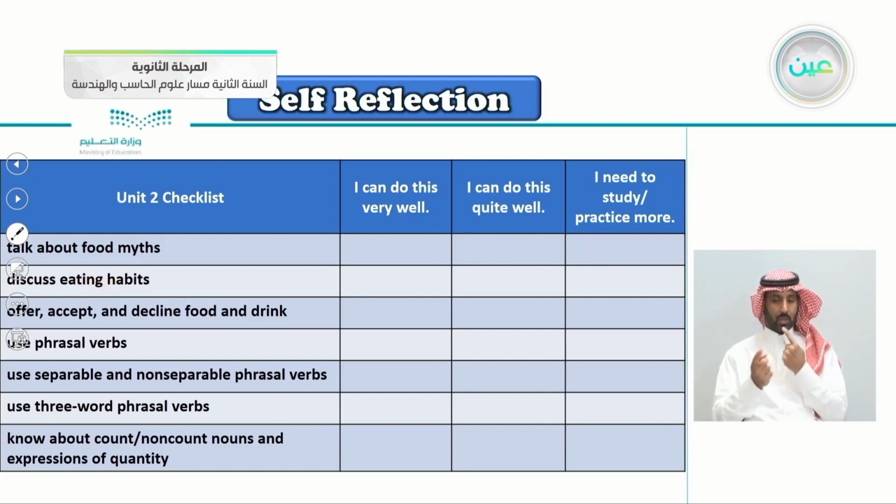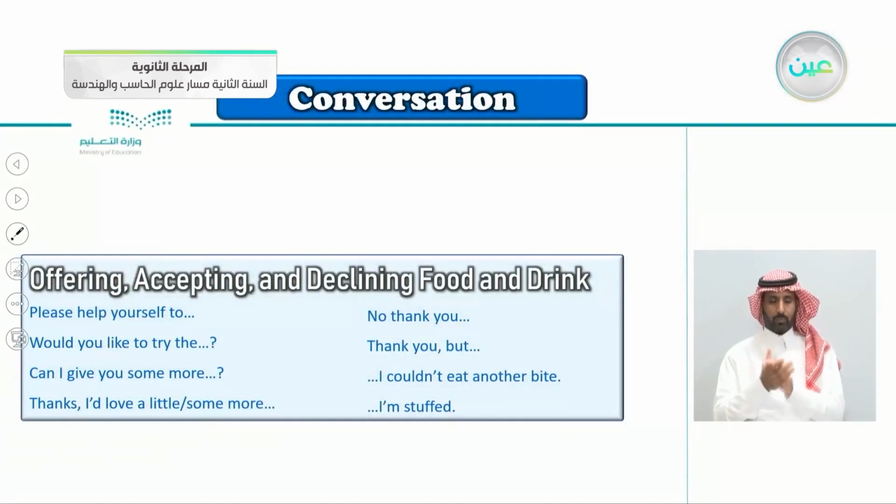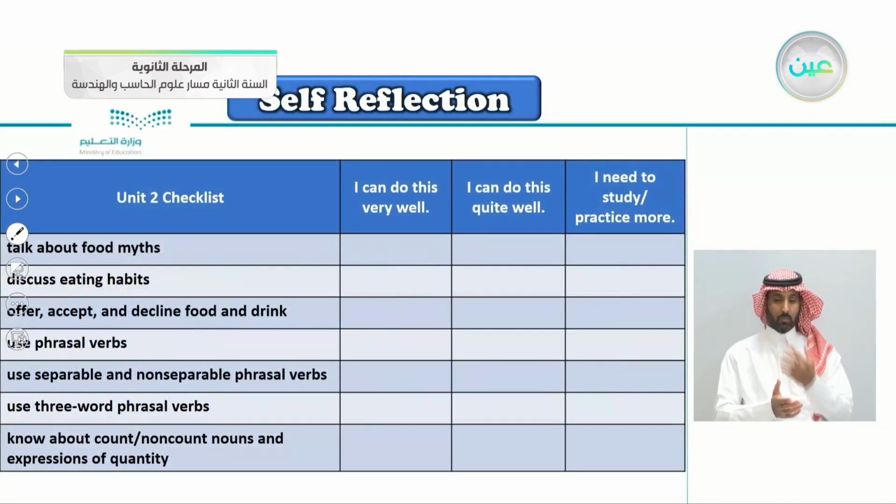Discuss eating habits. Offer, accept, and decline food and drink. If you want to offer food or accept food someone is offering, or decline food and drink, please help yourself. Would you like to try that? These are all offerings here. Can I give you some more chocolate, for example? Thanks. I'd love a little, or I'd love some more. Here you are accepting. No, thank you. Here you are declining. Thank you, but I couldn't eat another bite. I'm stuffed. So is this easy or hard for you?